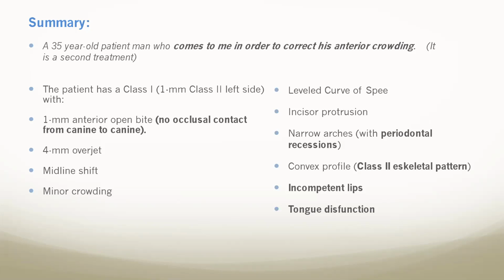Okay, as you will see, the patient is class 1, with an anterior open bite, a bit increased overjet, and a midline shift: it's the lower one that is deviated, as far as I know, and presents minor crowding. The curve of Spee is level. It's said Spee. If you want to mispronounce it, you can say curve of Spee. It has incisor protrusion, narrow arches with periodontal recessions and a convex profile, incompetent lips, and tongue dysfunctions. Okay, tongue dysfunction and not tongue thrust.